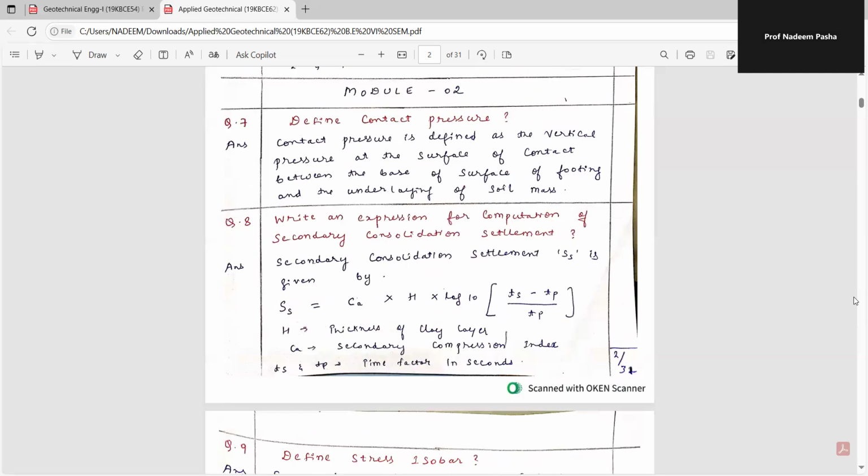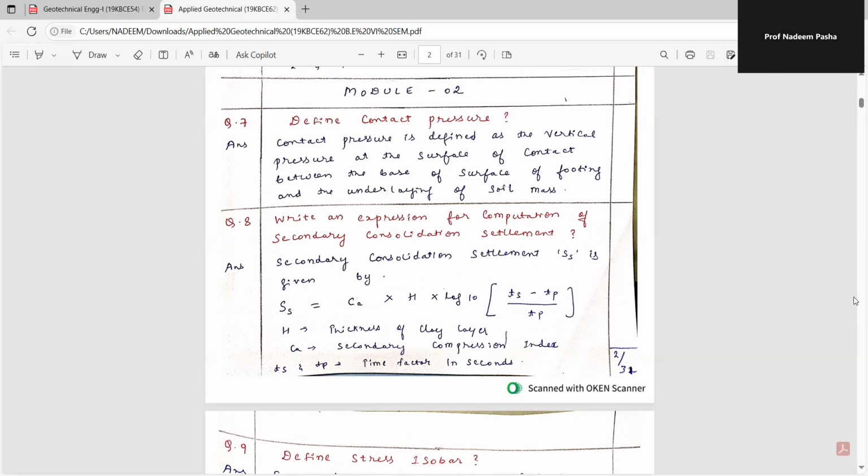Module 2. Define contact pressure. So how do you define contact pressure? Contact pressure is defined as the vertical pressure at the surface of contact between the base of the footing and the underlying soil mass.